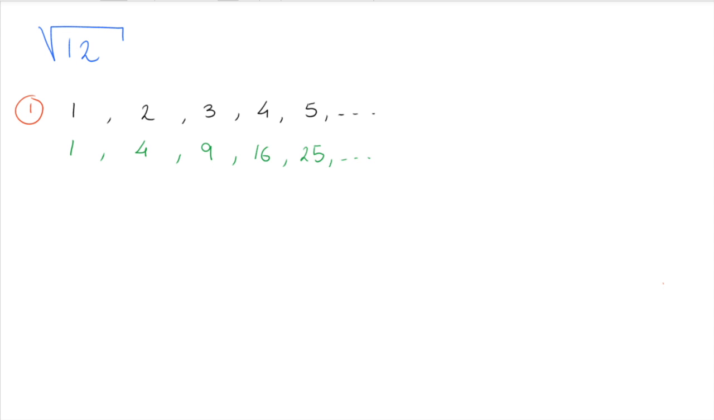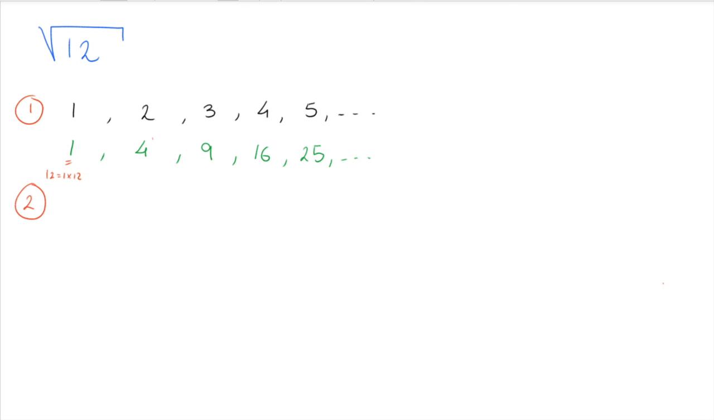Now, the second step is to find the largest factor of 12 inside this list of square numbers. That's the list written in green there. So we're looking for factors of 12. Well, obviously 1 is a factor of 12 because we can write 12 equals 1 times 12. But that's not going to help us at all. In fact, that's more or less a trivial result there. So we're just going to ignore the factor of 1 altogether.